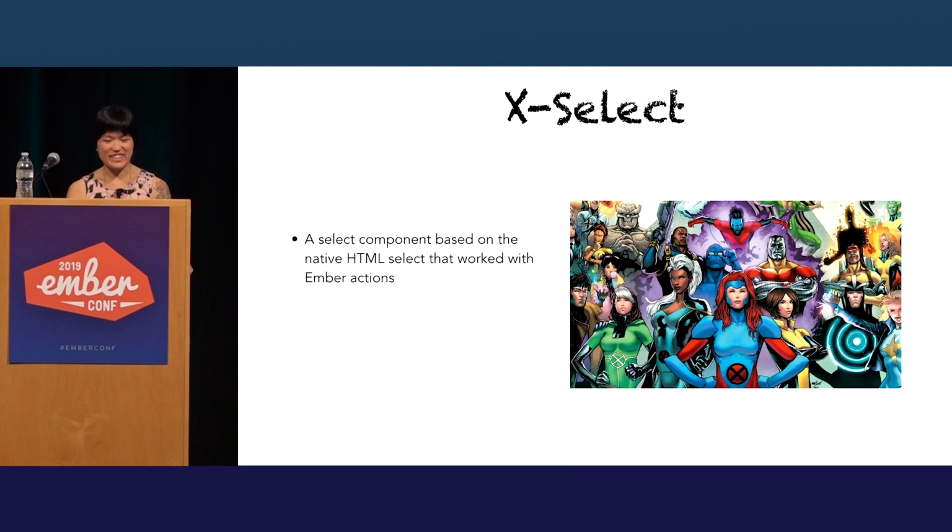X is for xSelect, which is a select component based on the native HTML select that worked with Ember Actions. And it was back when you couldn't use a native select. So I like to say that it's a mutant select.